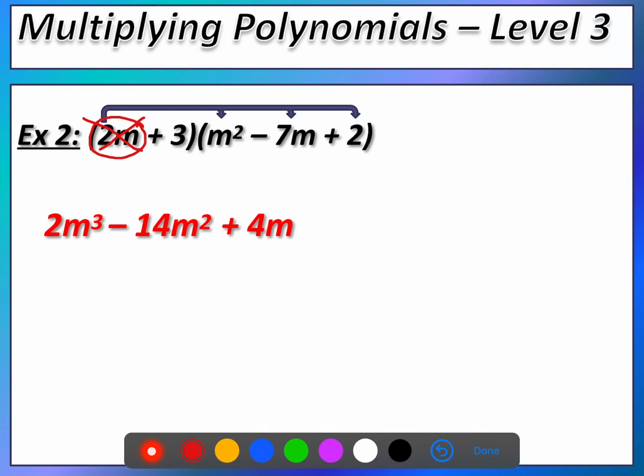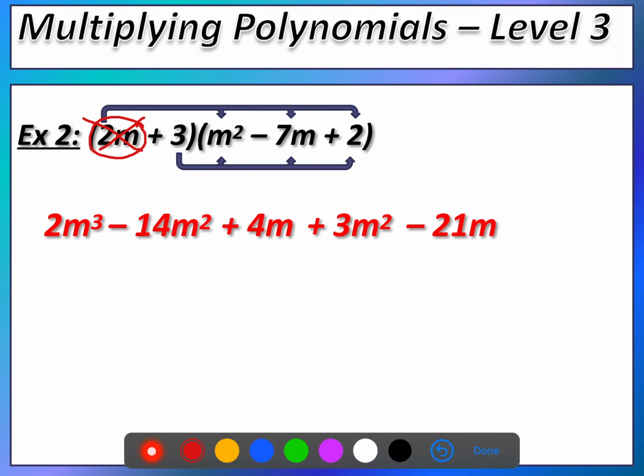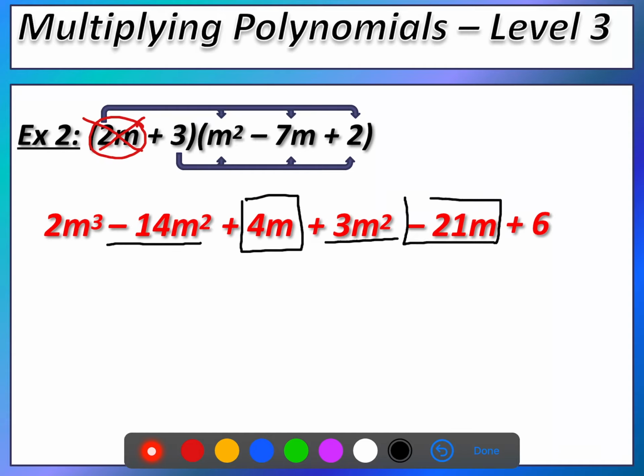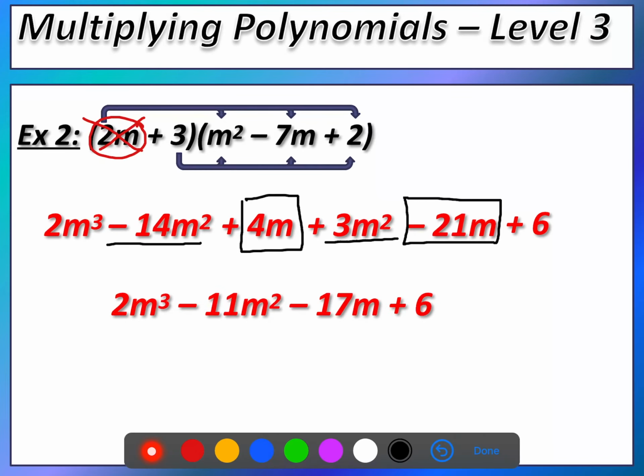Okay, so that first term is now completed. Go ahead and cross it out. And now work on distributing the 3. So we have plus 3m squared minus 21m plus 6. Okay, identify and combine your like terms. And then go ahead and simplify. So 2m cubed minus 11m squared minus 17m plus 6.